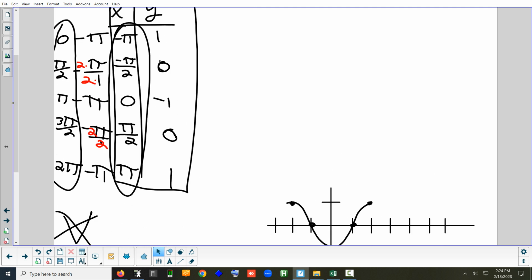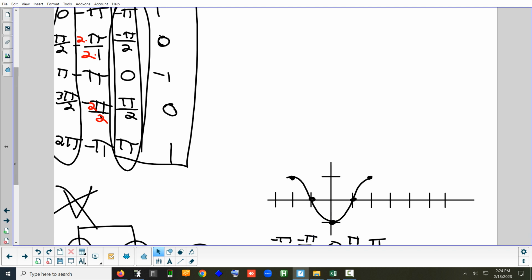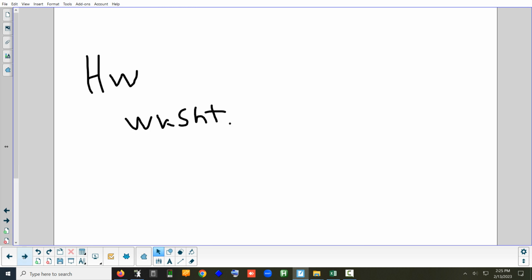Okay. Any questions on the table or the sketch? I will tell you the sketch is not worth that much. The table is going to be worth 10 points. The sketch is worth 2. So the table is the most important thing. Okay. All right, last one.